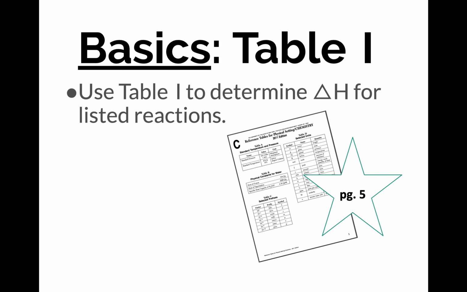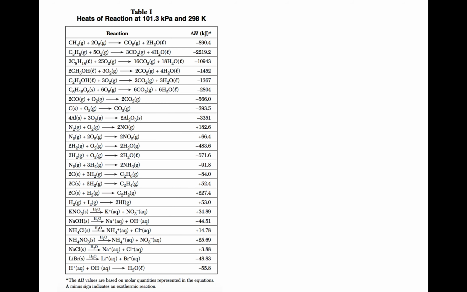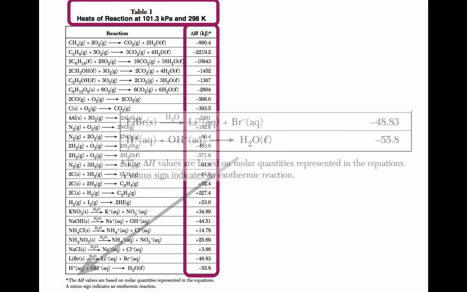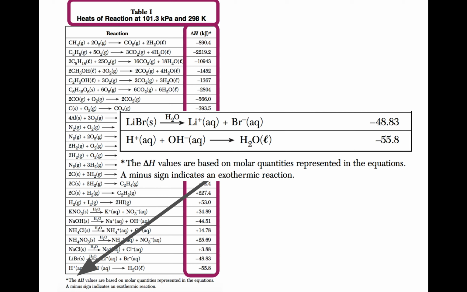So we're going to go through Table I, and Table I is going to help us to determine the delta H for the listed reactions. So Table I gives us the delta H of multiple reactions in kilojoules, and these are the reactions here. The delta H values are based on molar quantities represented in the equations. A minus sign indicates an exothermic reaction. So Table I is going to give us information on whether a chemical reaction is either endothermic or exothermic based on the sign of the delta H.